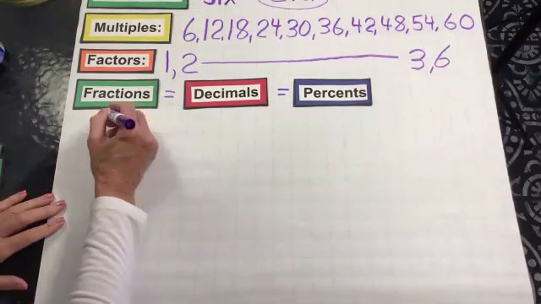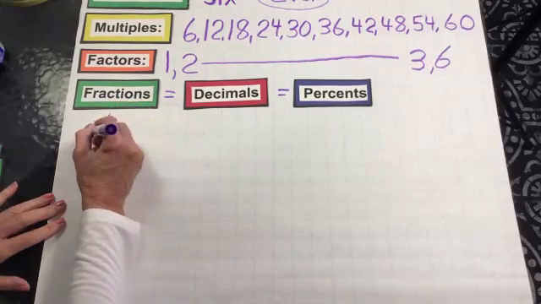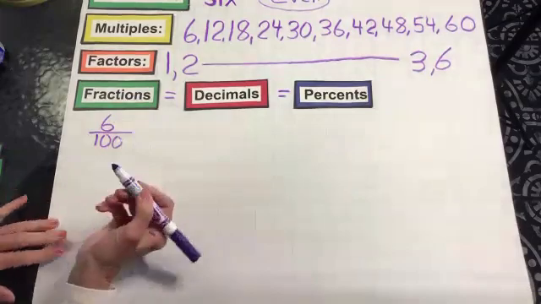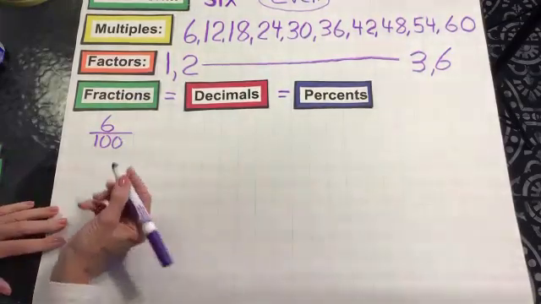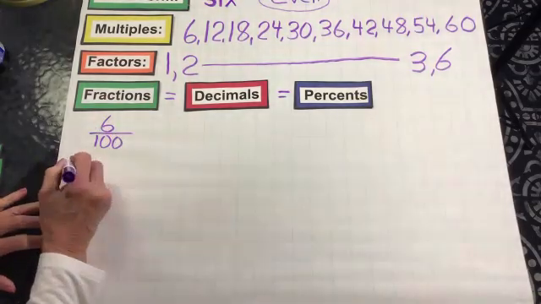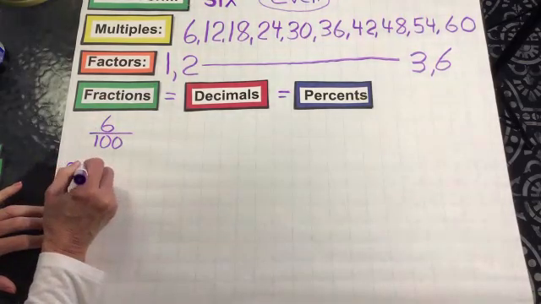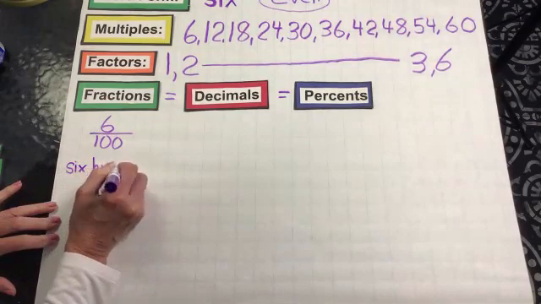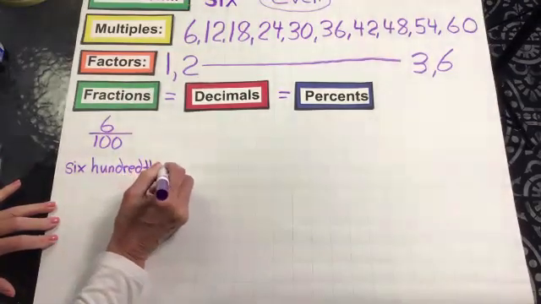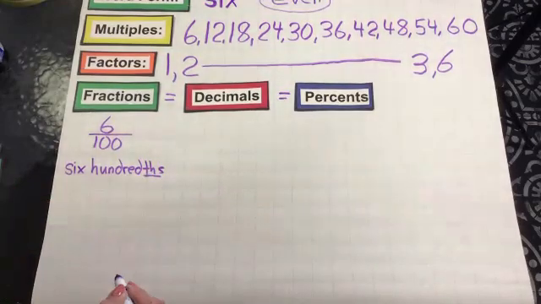So let's start with our first one, which is 6 out of 100 days of school so far. 6 out of 100 days. This is represented as 6 hundredths. So we can write underneath that 6 hundredths. Always ending in our TH because it's not a whole number, it's part.